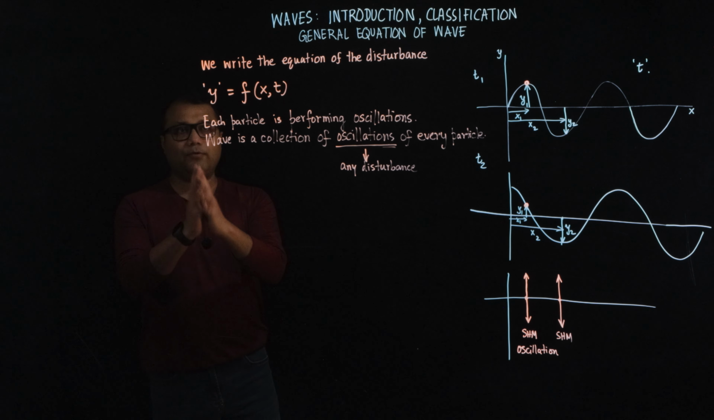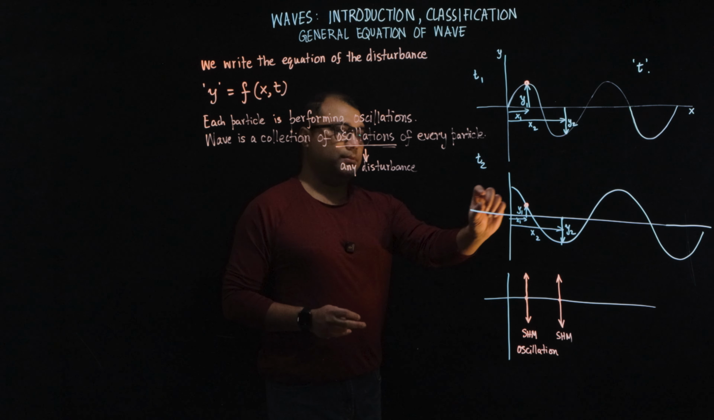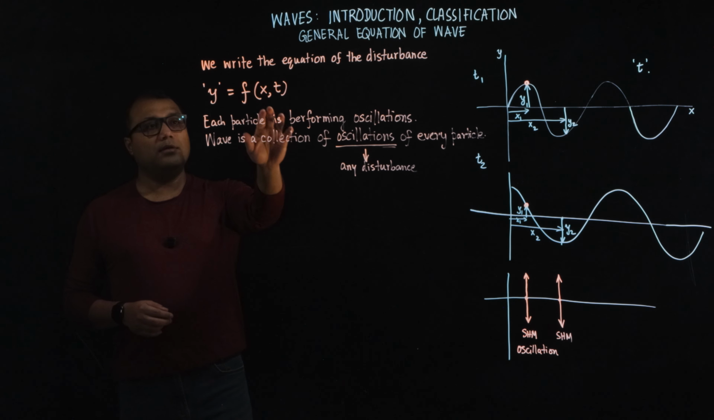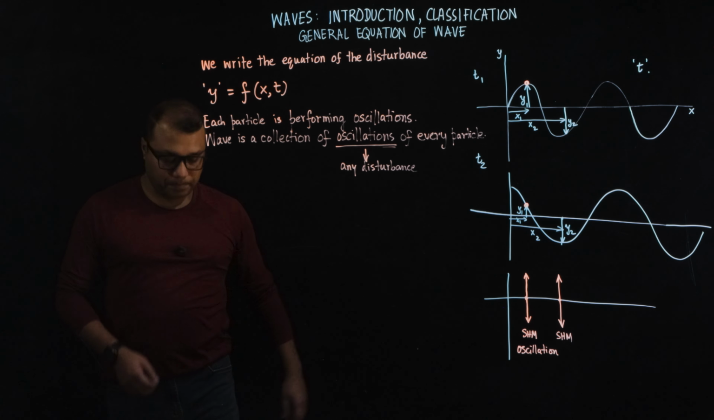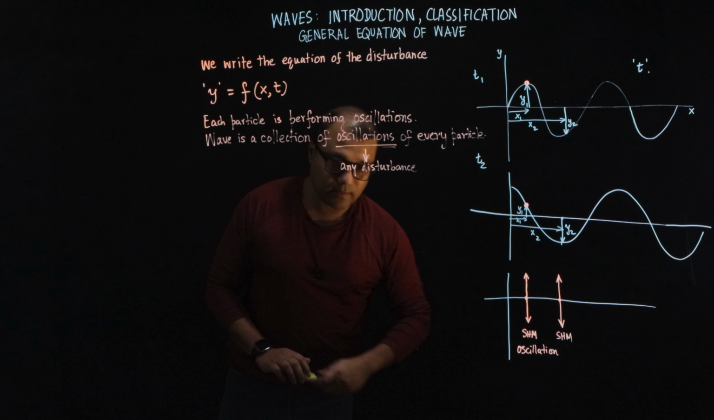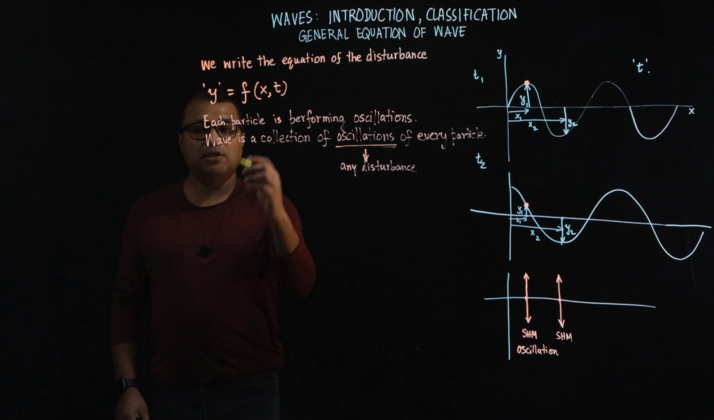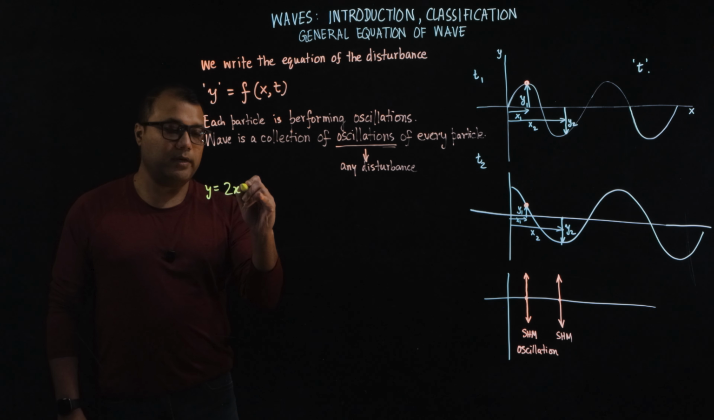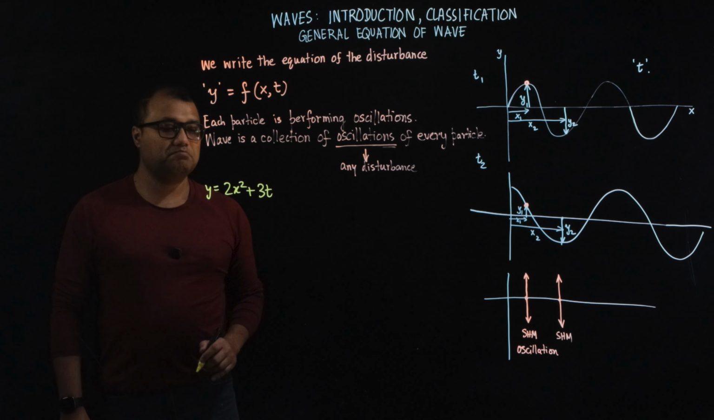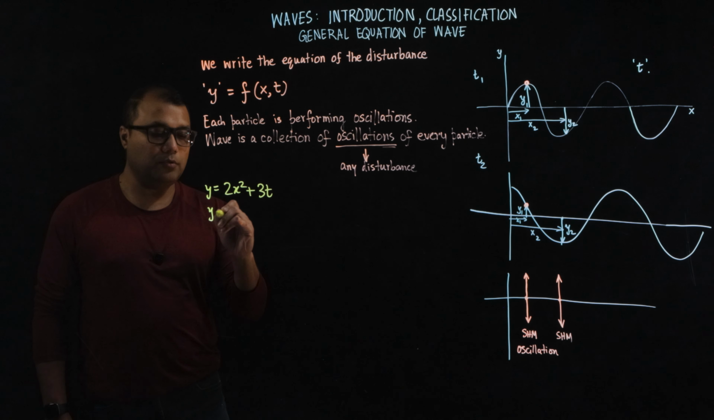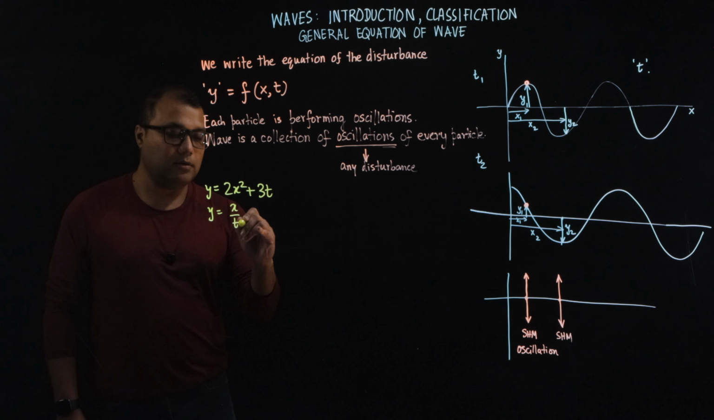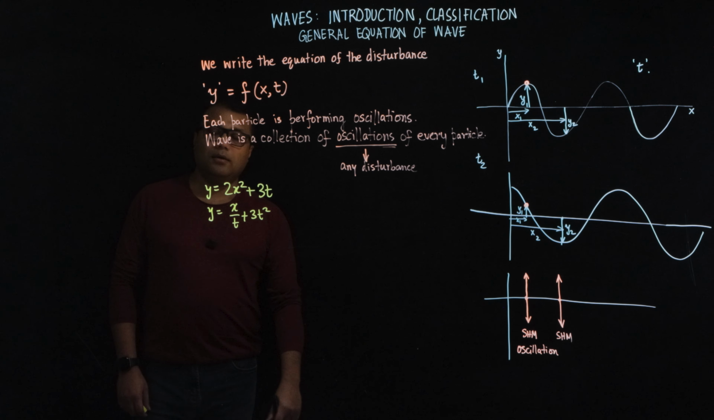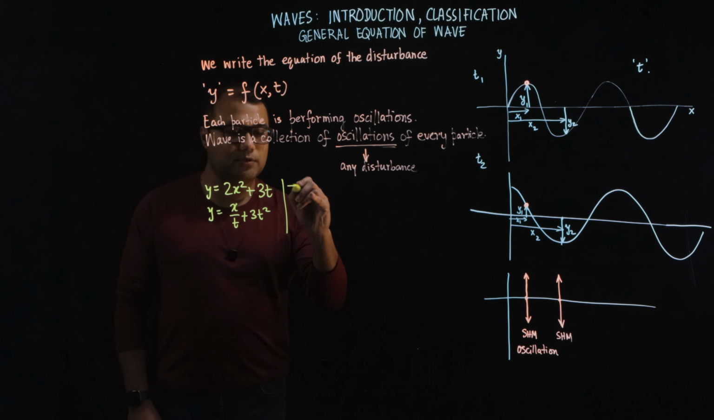So we found out that y, which is the displacement in this case of any particle on the string, is a function of the position on the string and time. Now, if we know this, can we say any function of y is then a wave? Can we say y equals 2x square plus 3t is a wave? Or maybe y equals x by t plus 3t square. Is this a wave? No. These are not waves.